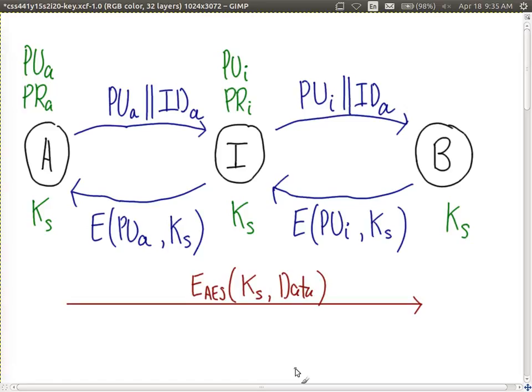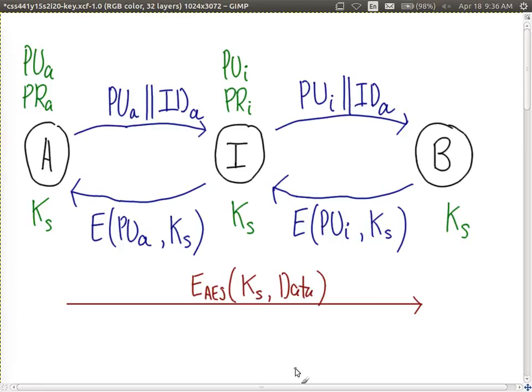But a more common technique used today on the internet is that this public key of A is signed by someone else, someone we trust. So we have another entity that signs the public key of A, saying, this is the public key of A, signed using the private key of that other entity, so that when B receives that signed public key, it can verify that it is the public key of A.